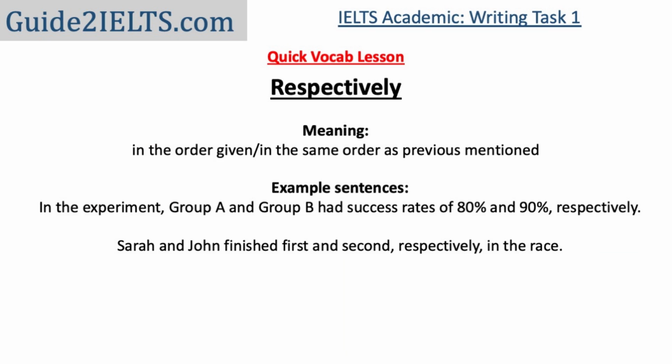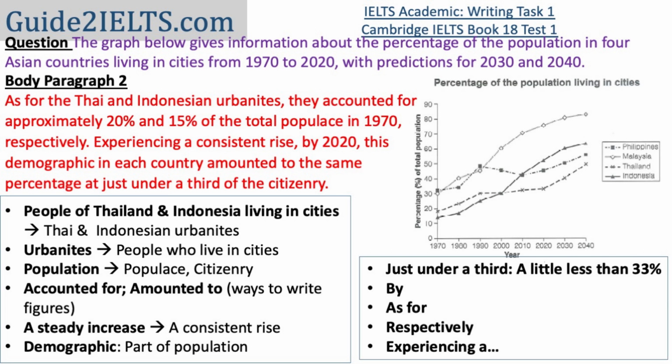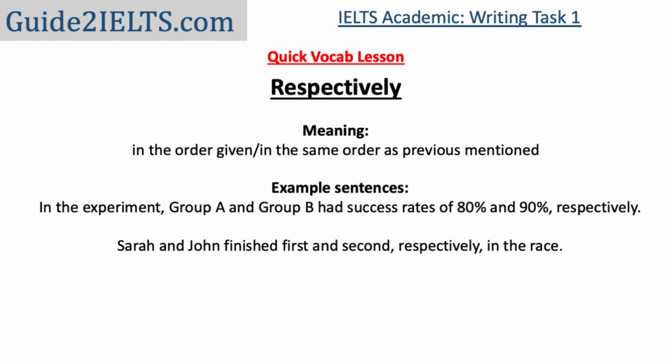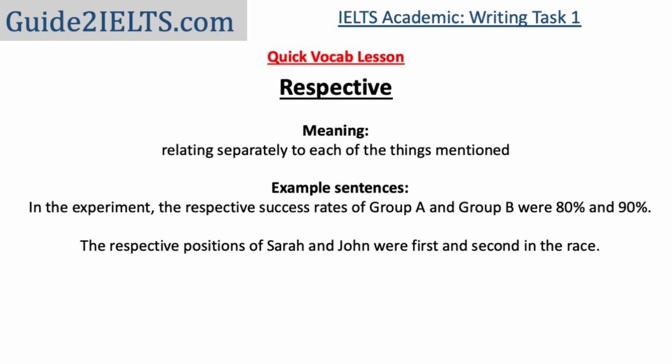Respectively is a word which I think can be used in almost every writing task 1 academic writing. In this case, I could have written that Thai urbanites accounted for 20% and Indonesian urbanites accounted for 15%. But I mentioned the name of the two countries first together and then mentioned the two figures. Respectively is used to indicate that the first figure is for the first country and the second figure is for the second country.